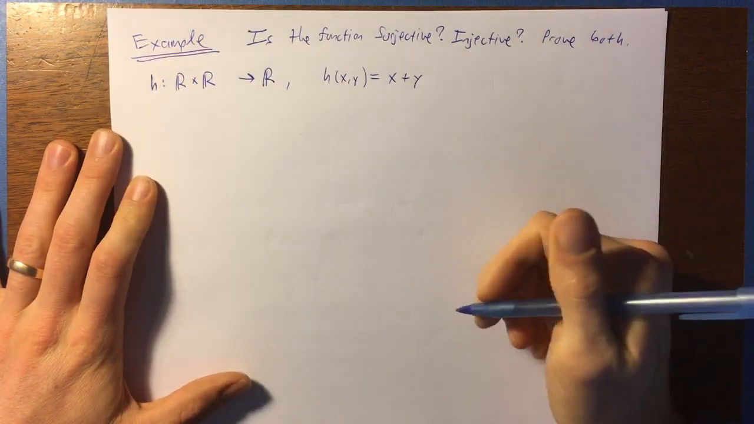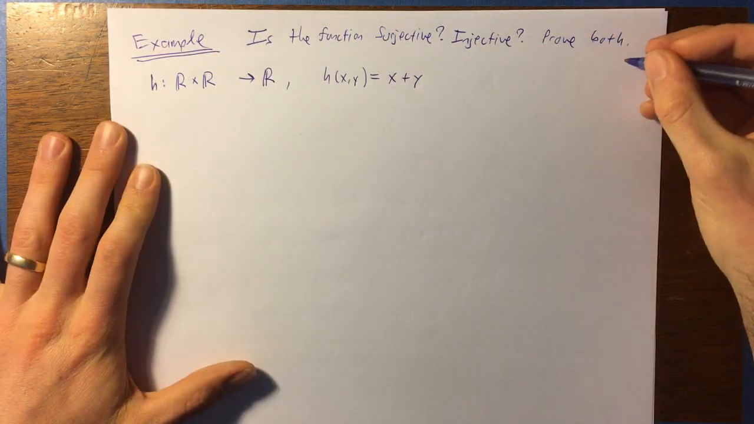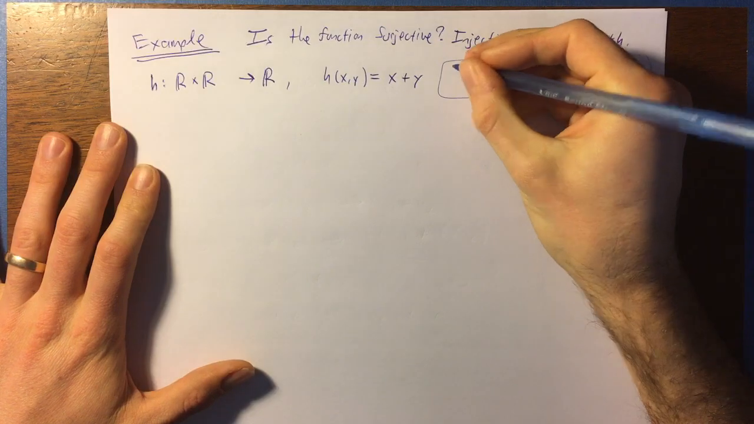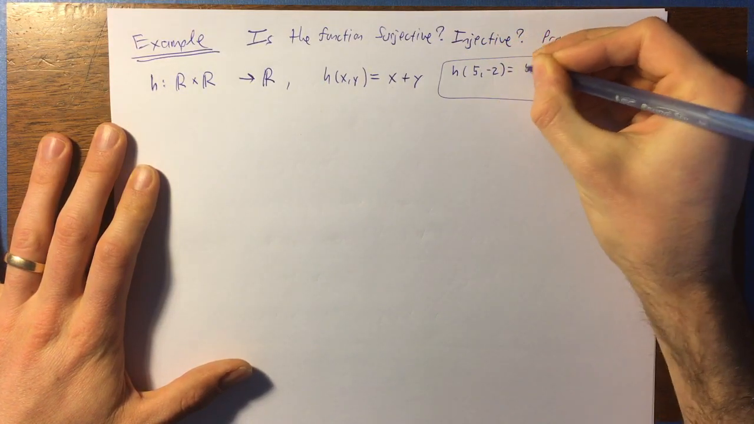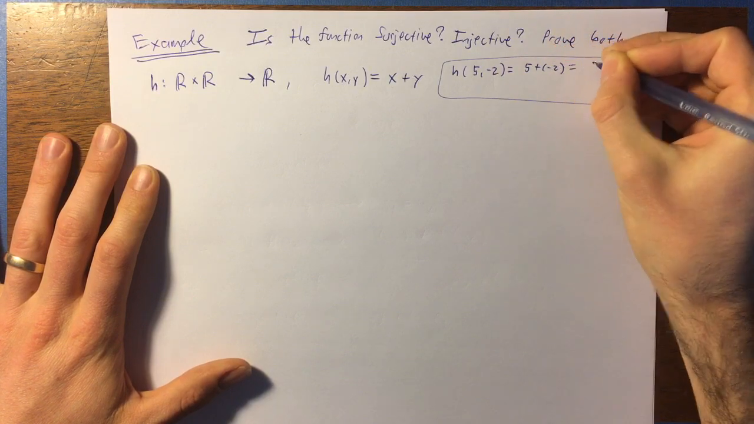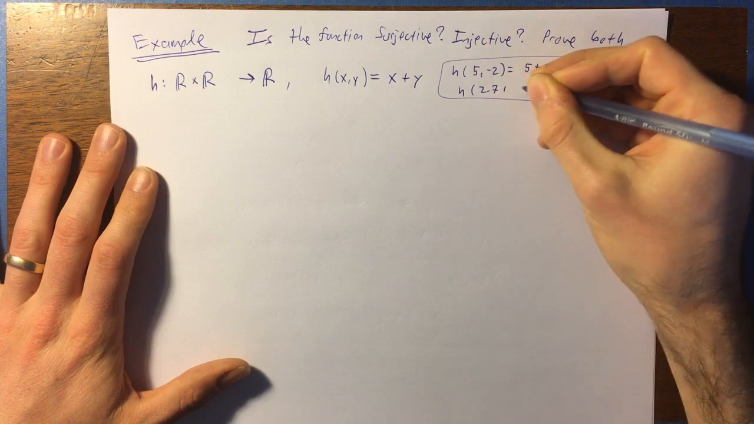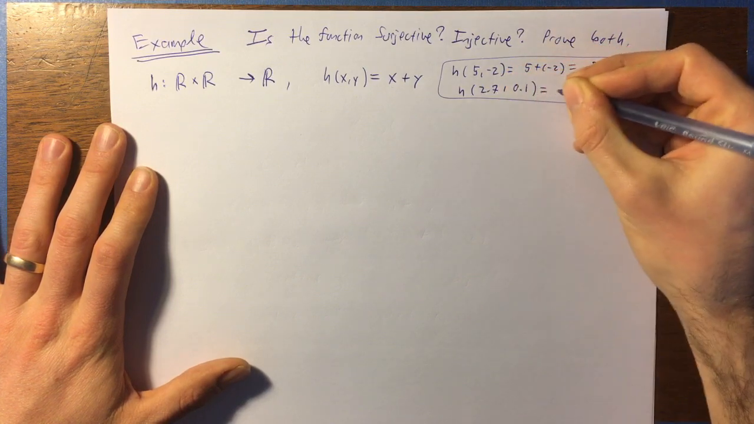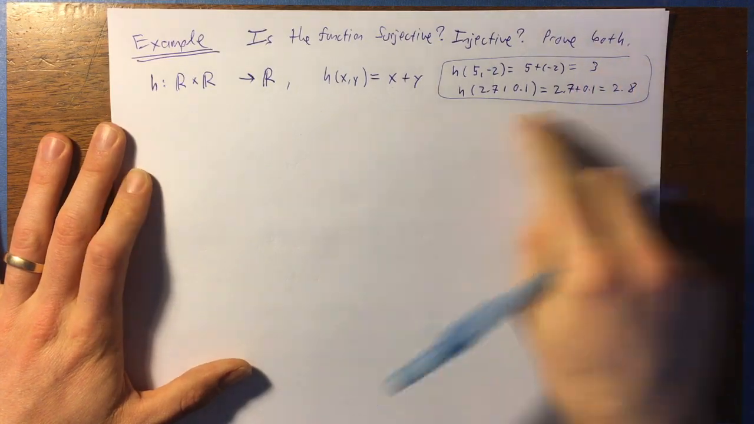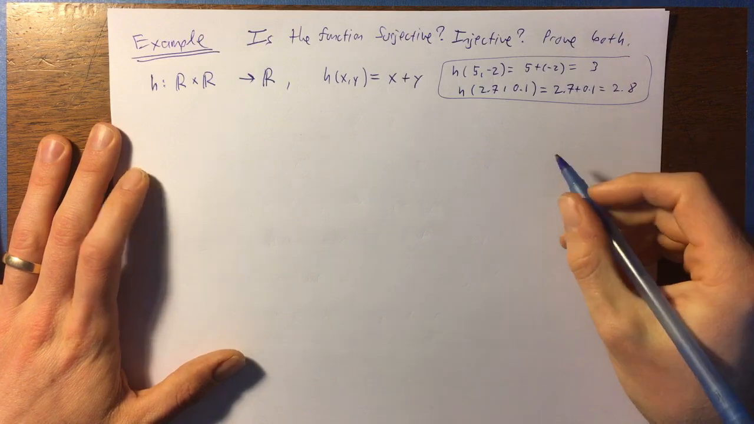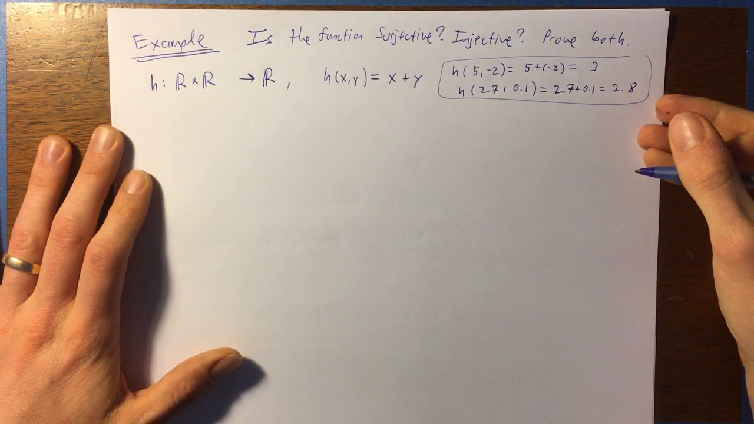So first of all, the question is, is this surjective? Oh, actually, before I do any of that, let me just do a couple of examples here. If I do h of 5, -2, this is going to be 5 plus -2, so this is equal to 3. If I do h of 2.7, 0.1, this is going to be 2.7 plus 0.1, so this is 2.8. I just wanted to do a couple of examples so you get the idea. Any real number inputs are fine, and the output is obtained by adding the two inputs together.